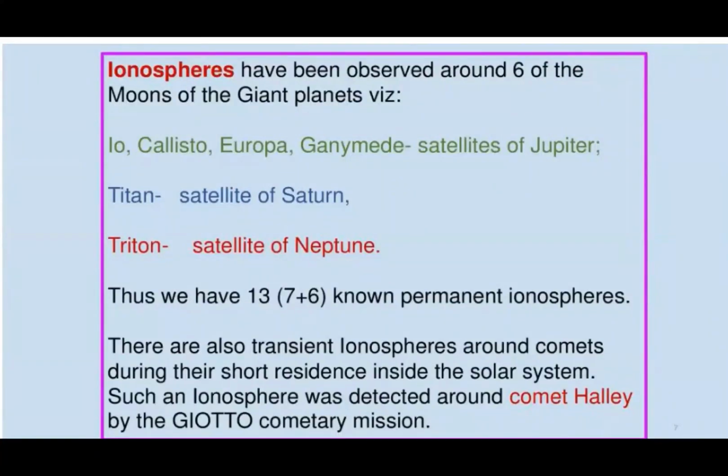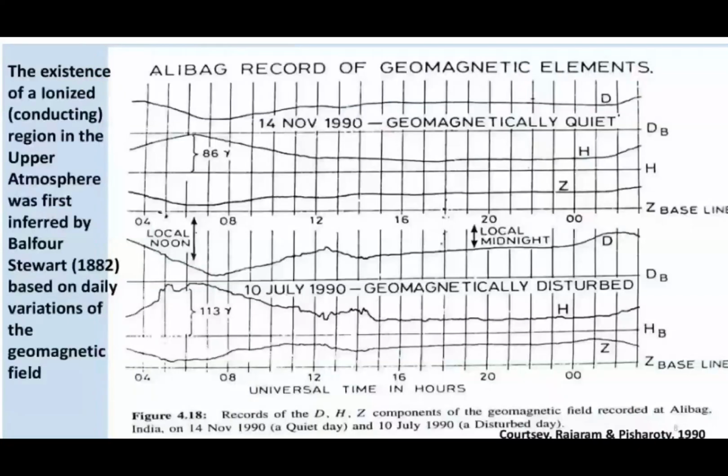But in addition to these permanent ionospheres, there are some transient ionospheres around comets during their short residence inside the solar system. So the cometary head gets ionized and you get an ionized region around the comet. And such an ionosphere was detected around the comet Halley by the cometary mission GO2. So ionosphere is not exclusive to Earth, but has its presence in other parts of the solar system also.